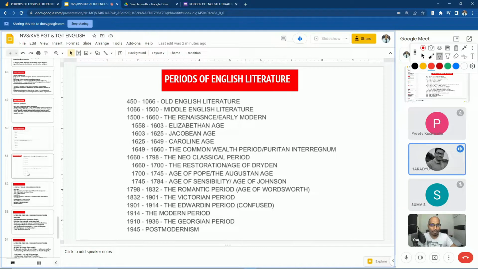Renaissance or early modern is from 1500 to 1660, which means it is in between Old English and Middle English literature. No. Old English literature is the beginning, 450 AD to 1066. Then 1066 to 1500 is Middle English literature. Then from 1500 to 1660 is the Renaissance or early modern.